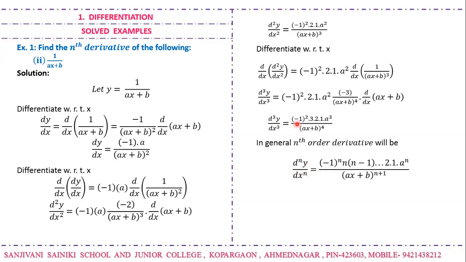d raised to n y by dx raised to n is minus 1 raised to n minus 1, then n minus 1, n minus 2, n minus 3, and so on to 1, then a raised to n upon (ax plus b) raised to n plus 1. We can write this factor n into and so on as n factorial, because it is a product of all the natural numbers less than or equal to n, so n factorial. This is the nth order derivative of the given function.